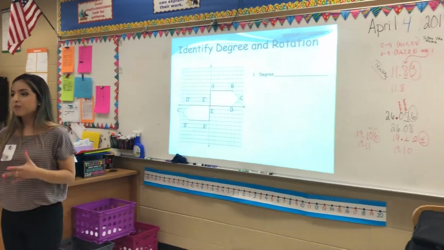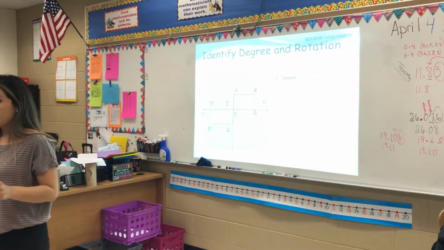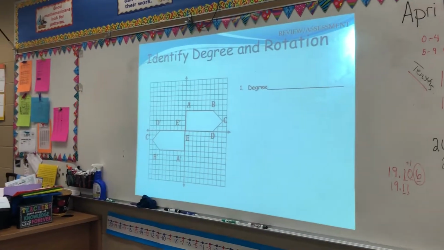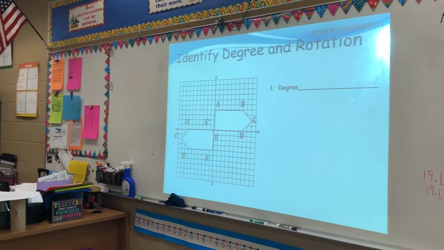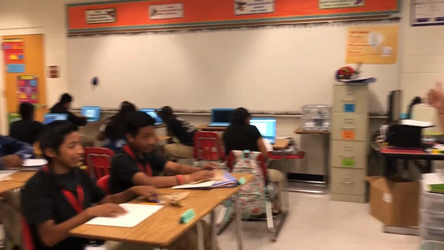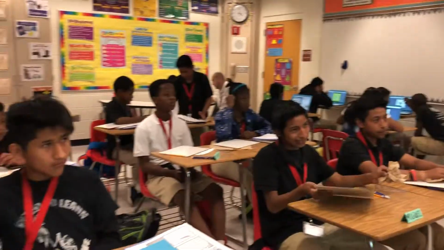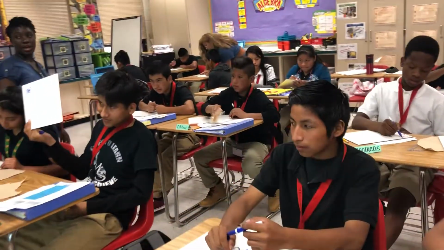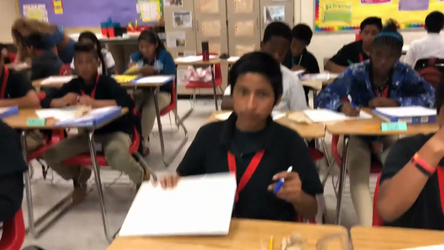Okay, now it's time to review. We have our whiteboards out. You're going to identify the degree and the rotation. Once you have the answer on your whiteboard, lift it up so I can see. When I give you a thumbs up, that means you got it right and you can put it down. Lift the board up. Good job.